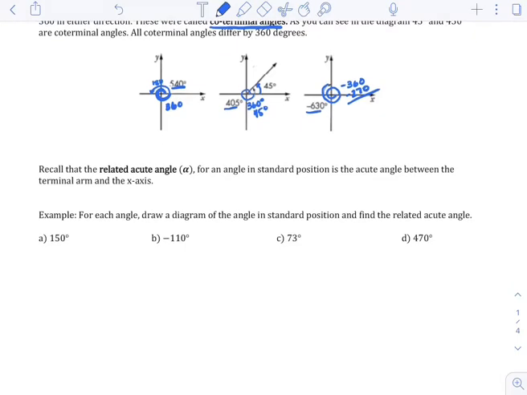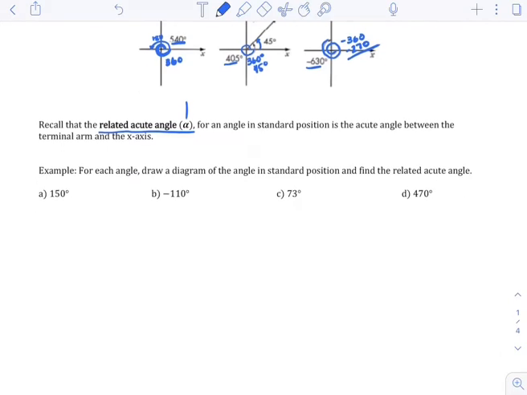The next one says, recall the related acute angle, so that's going to be an important one for us. Usually we use this alpha to denote that. For an angle in standard position, it's the acute angle that's created between the terminal arm and always the x-axis, not the y-axis, the x-axis every single time. So let's look at these examples. For each angle, draw the diagram of the angle in standard position and find the related acute angle.